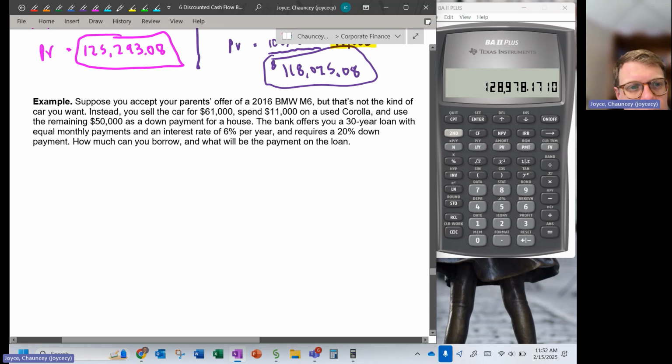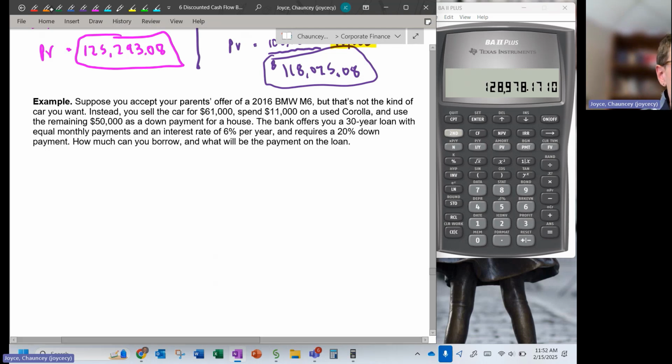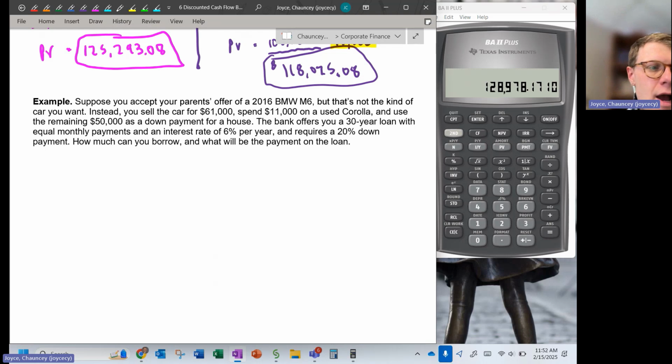The bank offers you a 30-year loan with equal monthly payments, an interest rate of 6%, and they require a 20% down payment. So what would this look like? How much can you borrow and what will the loan payment be? First thing you need to do is determine how much house you can afford.